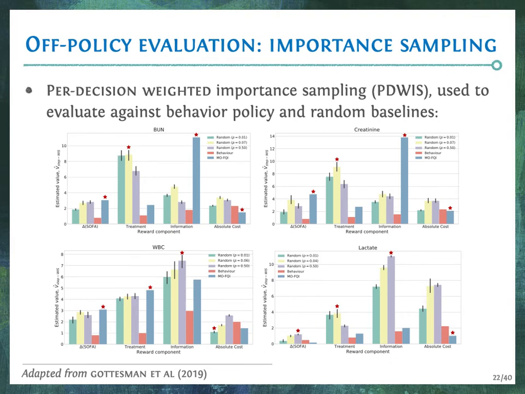This is used to compare our learned policy with the current behavior policy, which we estimate from the patient histories, as well as several random policies with different test recommendation frequencies to use as baselines. We find that our policy in blue consistently outperforms the behavior policy in red and tends to outperform the others in most objectives across our policies for all 4 labs.